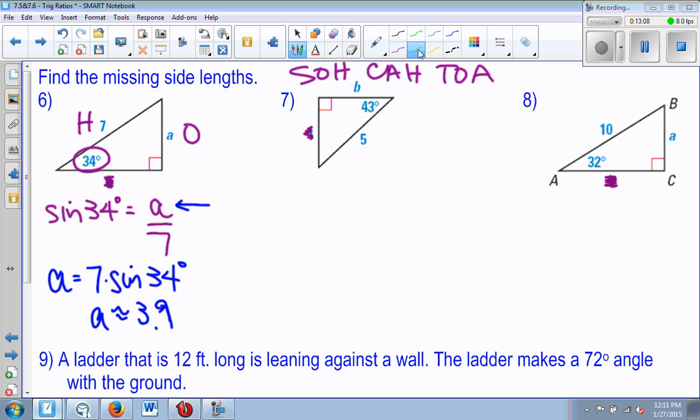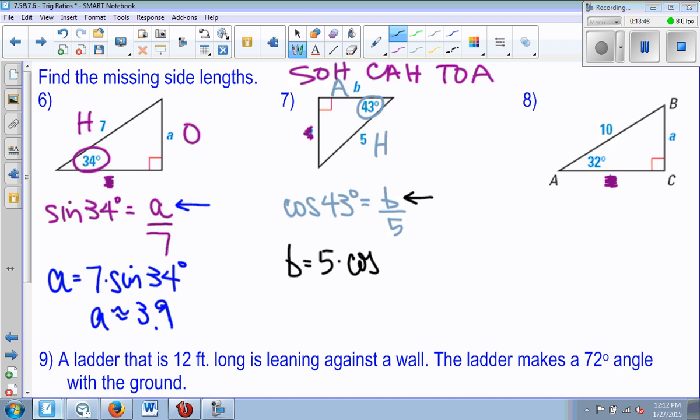In the next picture, first thing you want to do, circle the angle, and then label the side lengths. The 5 is the hypotenuse because it's across from the right angle, and the B is your adjacent side because it's next to the angle that I circled. According to SOHCAHTOA, anytime I have A and H, we're going to use cosine. So cosine of 43 degrees is equal to adjacent side over hypotenuse, so B over 5. Again, notice your variable is in the numerator, which means we're going to solve using multiplication. 5 times cosine of 43 degrees.